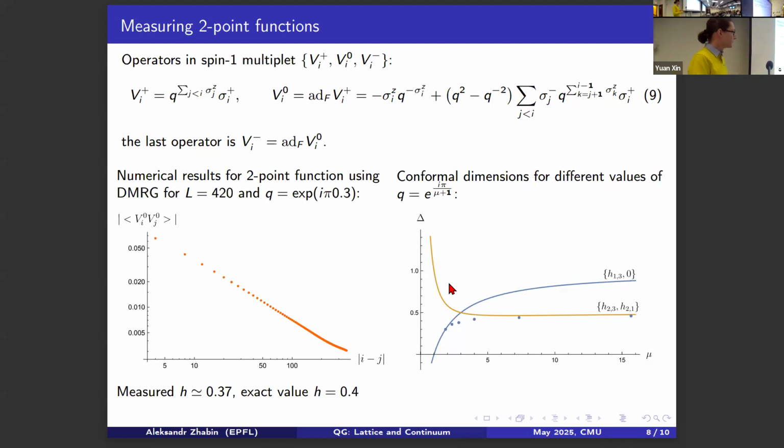Q is parameterized in terms of mu, you can see on this plot. And we get a relatively good matching of our measurements with the analytic predictions given by these solid lines.